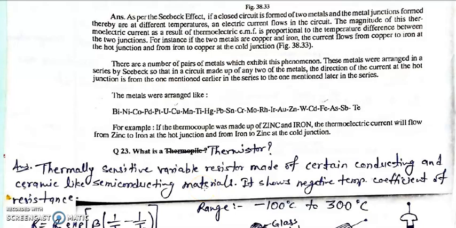Thermocouples are made up of only metals, conductors, while thermistors are also formed using semiconducting materials, and mostly formed by semiconducting materials. Here the word is negative temperature coefficient. Thermistors are of two types: positive temperature coefficient thermistor and negative temperature coefficient thermistor.